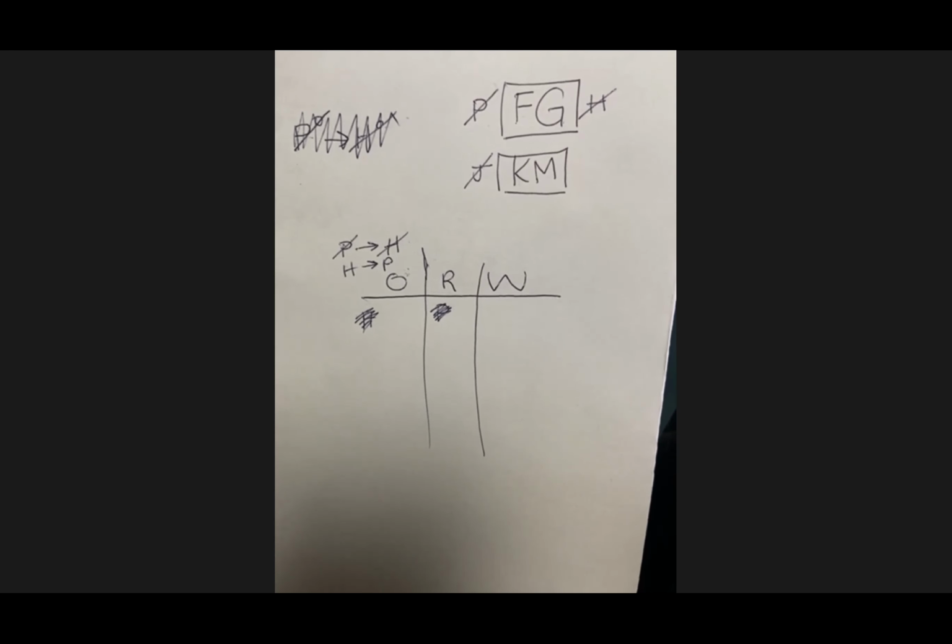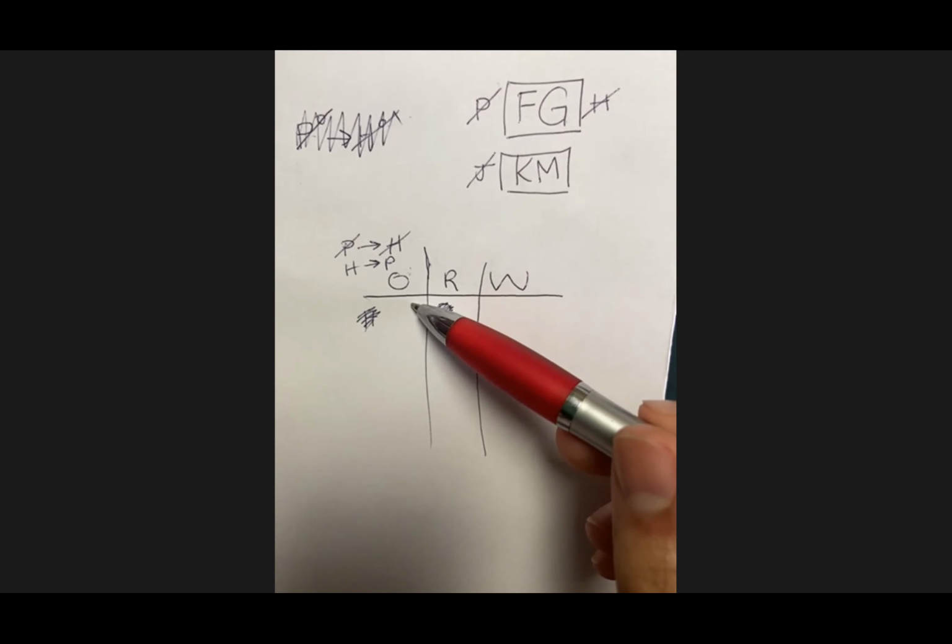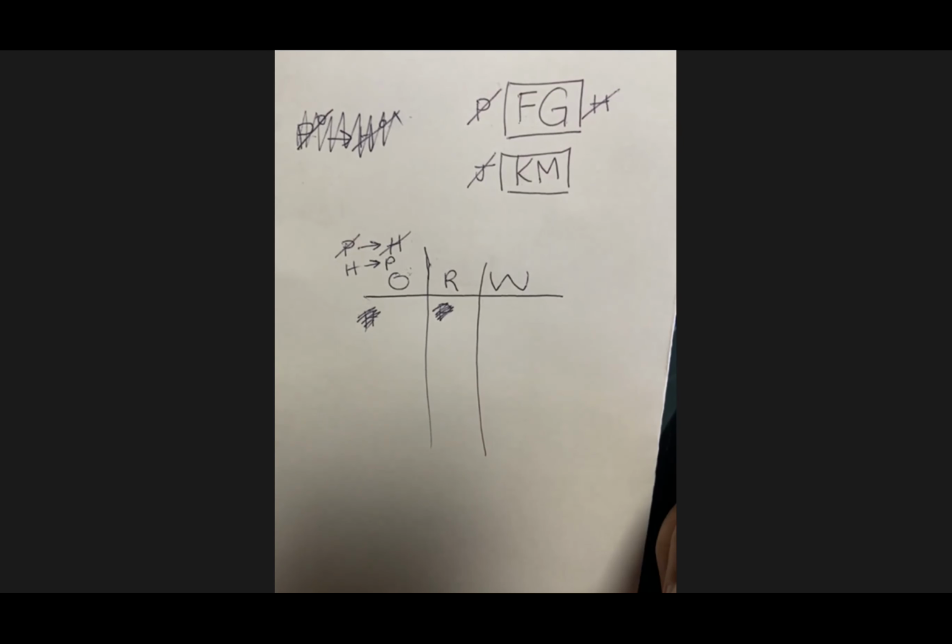Does that make sense, what I did for that process? Okay. Do you guys understand why it's possible that P could be in O without H there? No? P stands alone?